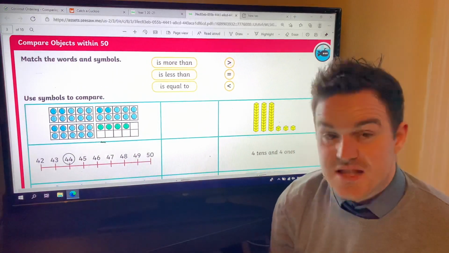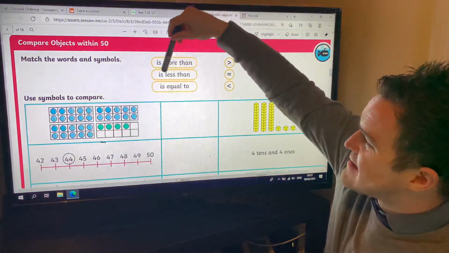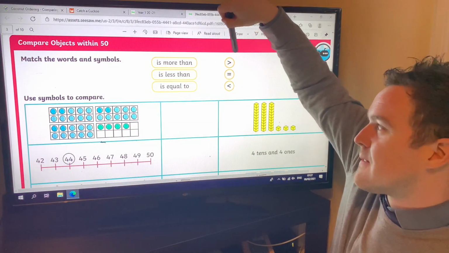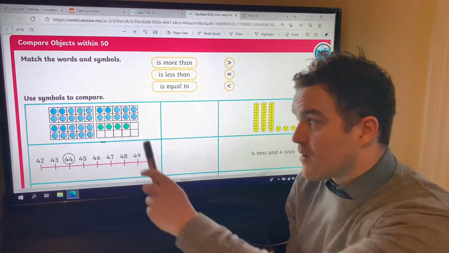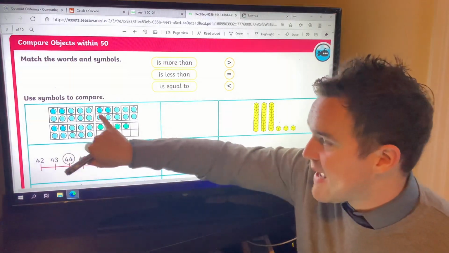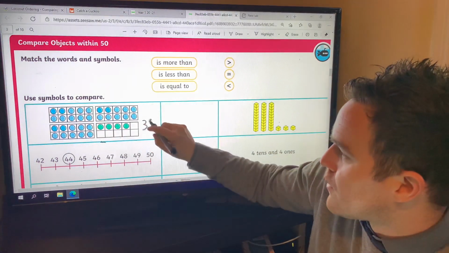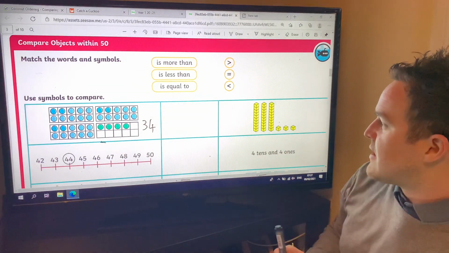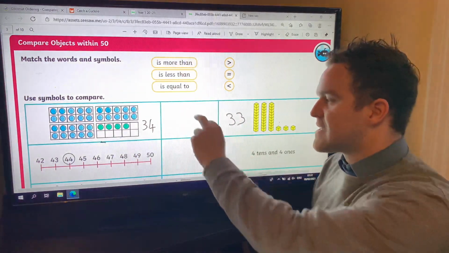So let's look at these. We've got some words and symbols. We've got is more than, is less than, is equal to, and the symbols for them, okay? Equal to, more than, less than. What you have to do is look at these pictures first. Always work out what's on your picture. So I can see I've got 10, 20, 30, 1, 2, 3, 4. I've got 34. Here I have 10, 20, 30, 1, 2, 3. I have 33. Which of these symbols or which of these sentences could go in the middle?